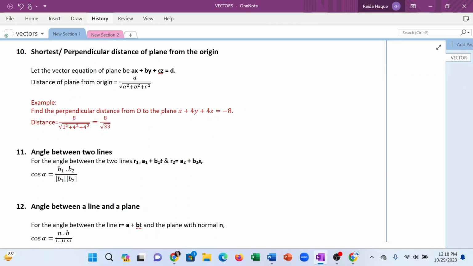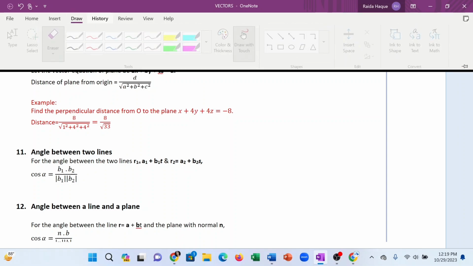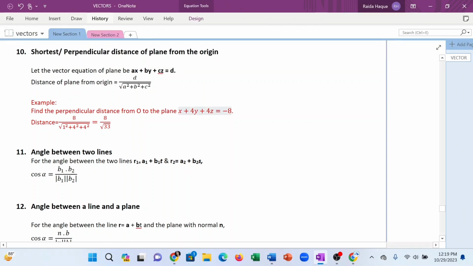Now, for the angle between the two lines, this is something you should have learned in the P3 syllabus of vectors. So the angle is given by cos alpha is equal to the dot product of the direction vectors of line 1 and line 2 divided by the magnitude of those direction vectors, and then you will find the angle.